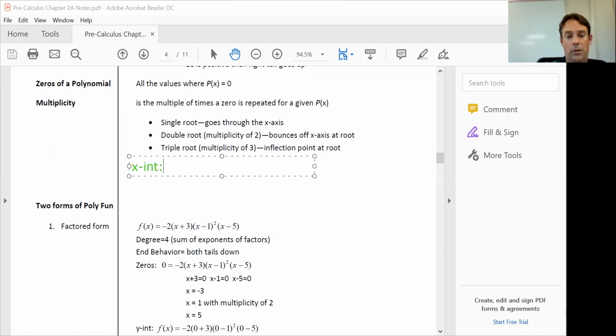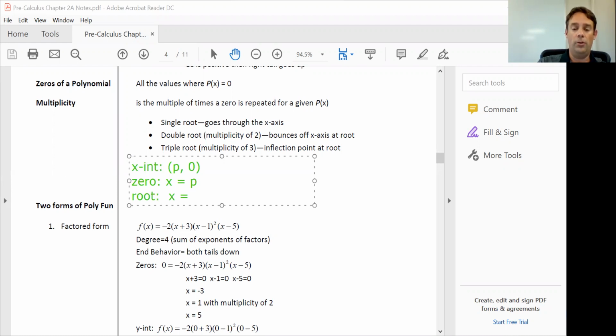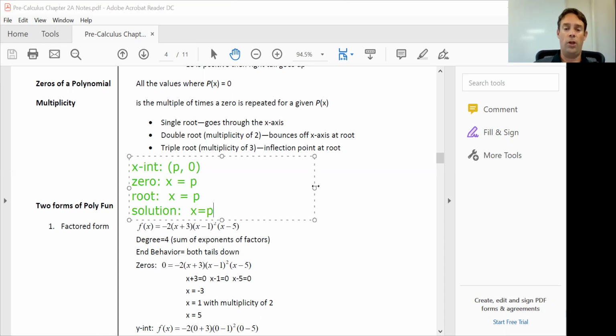Hyphen, there you go. And I'm going to just give it a random variable. It doesn't matter. I'm just going to call it P. All right. So an X-intercept would be written as a point, where a 0, that's just the actual X value. Same thing with a root. That would just be the X value. Same thing with a solution. All these things mean the exact same thing. It's just where a 0, a root, a solution is written as an X value, an intercept is written as a point.